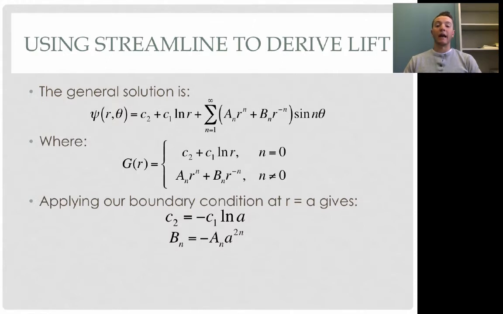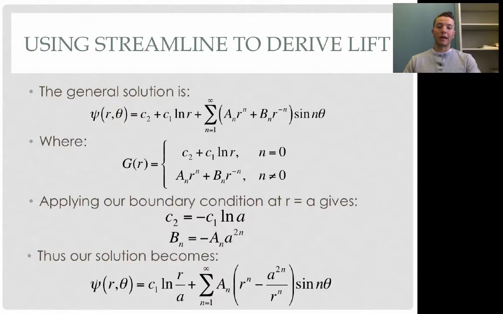And if we say that 0 is also equal to a_n a^n plus b_n a^(-n), because again we're plugging in a, being our boundary condition, the radius, and we know that equals 0 when n does not equal 0, we get that b_n must equal negative a_n a^(2n). Thus our solution becomes as follows there. If we do a little substitution and some manipulation, we can get there.